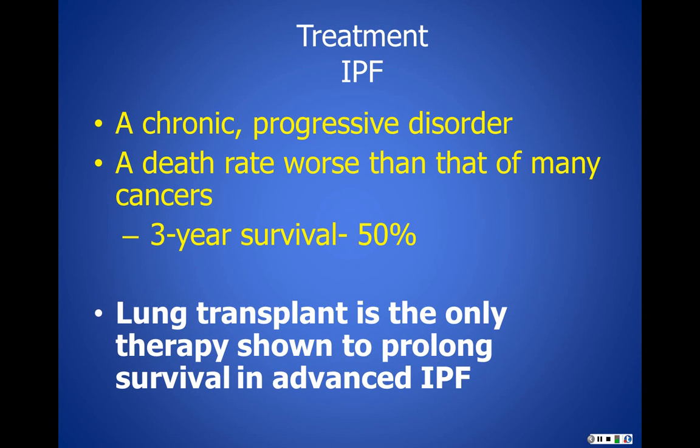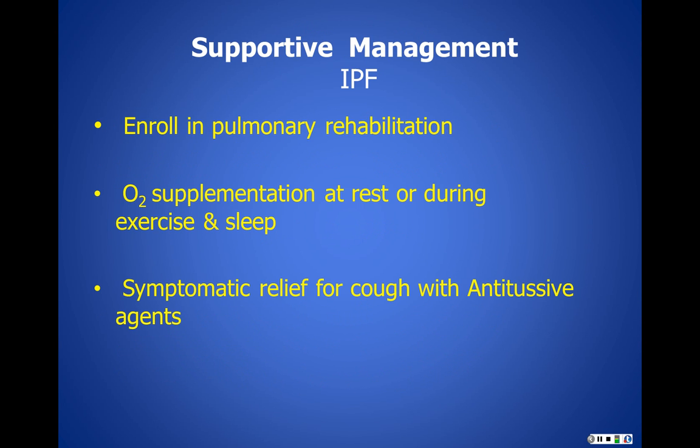So treatment, you should remember it is a chronic progressive disorder. 3 year survival is 50%, but the higher the age, the higher the mortality. Lung transplant is the only therapy shown to prolong survival in advanced IPF. I have good news for you on lung transplant. I'm going to tell you that one. Okay. So what you do is you have to enroll them in pulmonary rehab. Okay. And we have to remember in the geriatric population about frailty, sarcopenia, and musculoskeletal abnormalities. Okay. I'm a big believer in oxygen supplementation, and you have to be very aggressive in oxygen supplementation. It's the cheapest and non-toxic treatment.